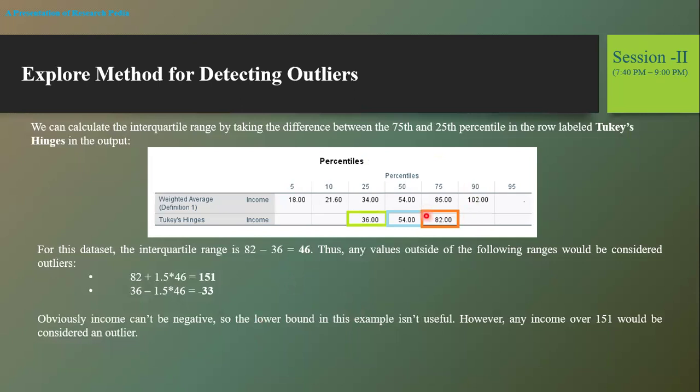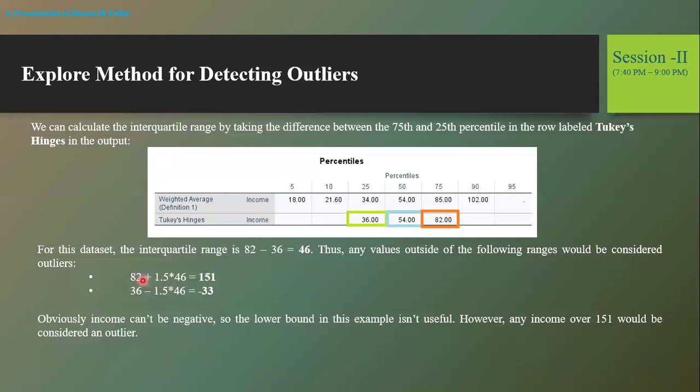I have found these three values from the table, and we can calculate the interquartile range by taking the difference between the 75th and 25th percentile in the row labeled Tukey's Hinges in the output. For this data set, the interquartile range is 82 minus 36. I have told you that you need to subtract the first quartile from the third quartile. So 82 minus 36 is 46. 46 is basically the interquartile range. So you need to take one-fifth of 46 and add it to 82. 82 is basically the third quartile value.